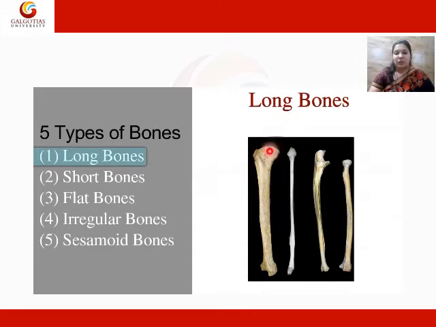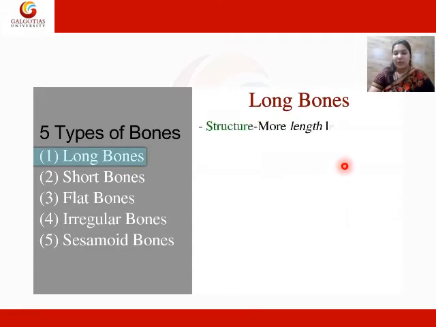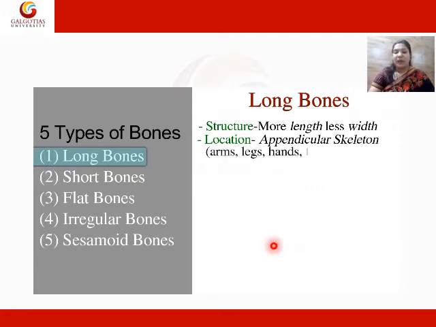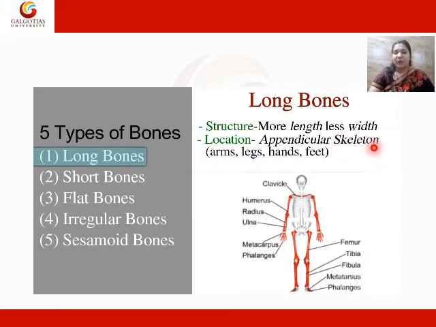First is long bone. As the name suggests, they are long in structure. They have more length and less breadth. The location of this type of bone is the appendicular skeleton. These bones have a long shaft and two rounded epiphyseal ends, which articulate with another bone to form a joint. The main location is the appendicular skeleton, that means they are present in arms, legs, hands and feet.